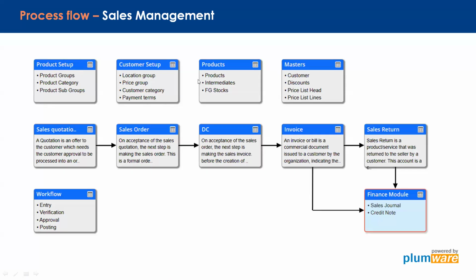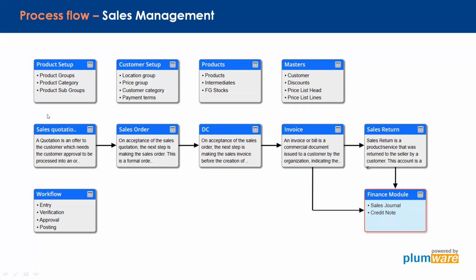These are all the masters. Mainly products and other masters like customer, discounts, price list, and all. Products will have an initial setup, that is one time we have to do it. That is called the product groups, product category, product subgroups. Similarly, for customer master, we need to update it. It's a one-time updation like location group, price group, customer category, and payment terms.